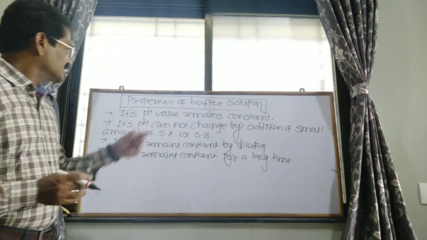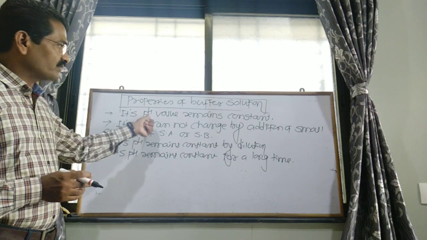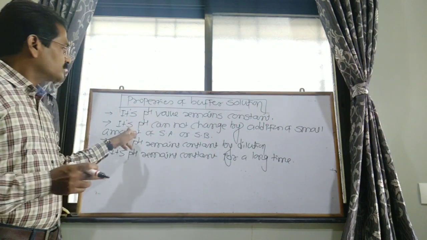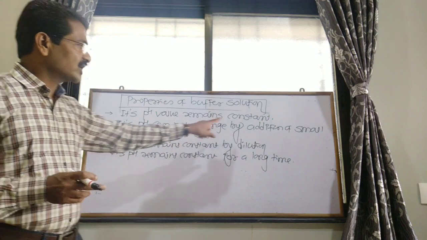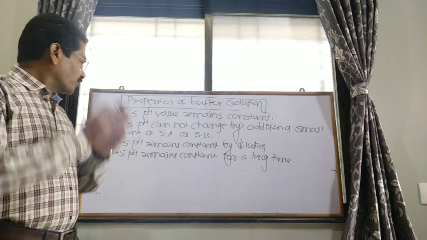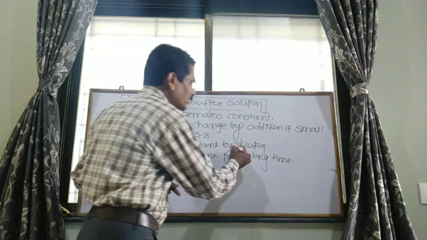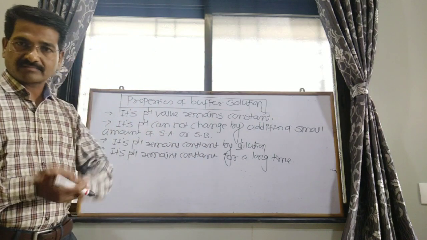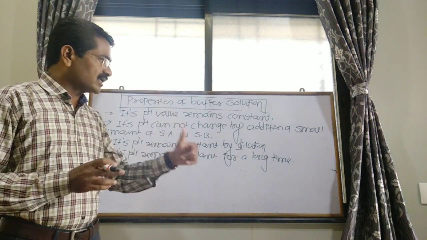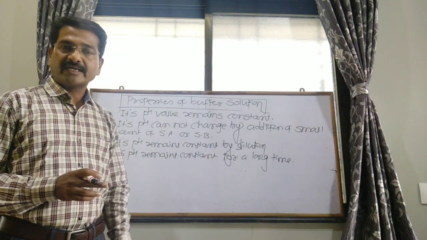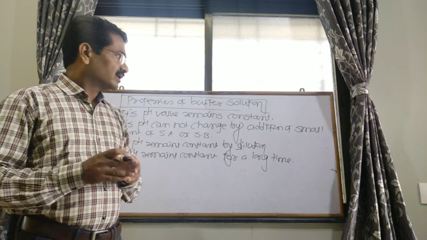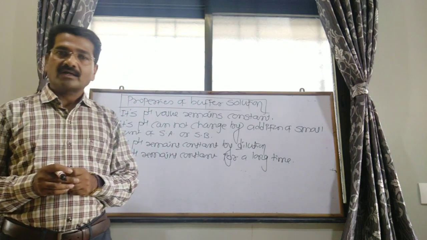Remember again. First property, the pH value of buffer remains constant. Second, its pH cannot change by addition of a small amount of strong acid or strong base. Third, its pH is constant by dilution. When we dilute it by adding water, the pH cannot be changed. And last, its pH remains constant for a long time. Means the pH remains unchanged for very long time periods. So these are the properties of buffer solution.